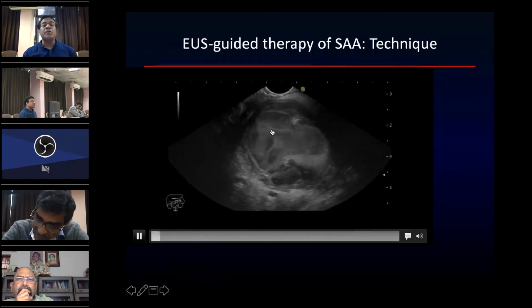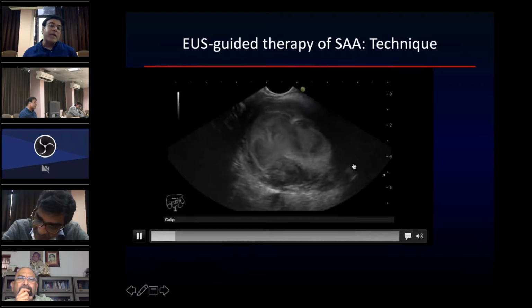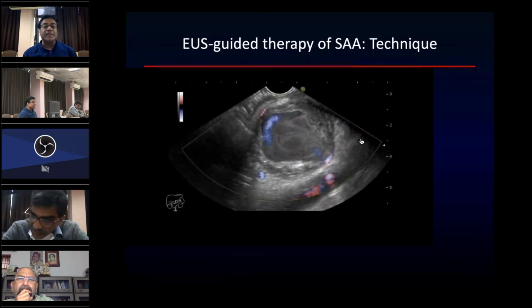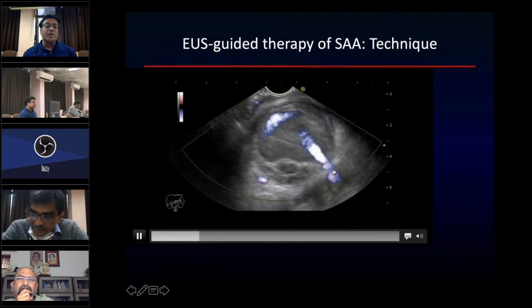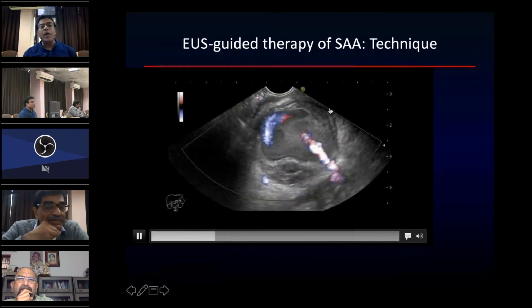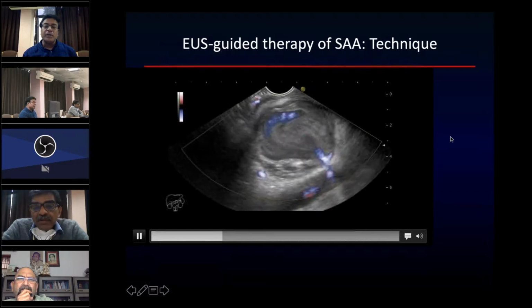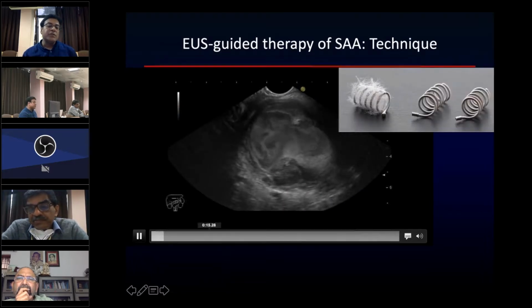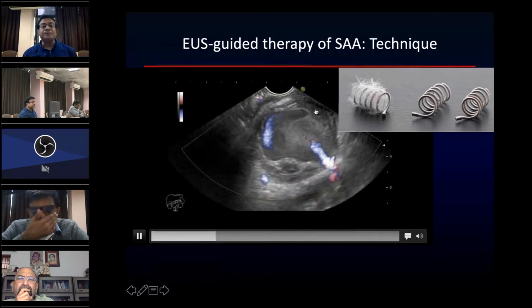You can see a large pseudoaneurysm. This is a 5 centimeters splenic artery pseudoaneurysm. And you can see the blood flow. Once you apply Doppler, you will see that this is the neck of the aneurysm, and the blood flowing here. So what we do here is puncture with a 19 gauge FNA needle.